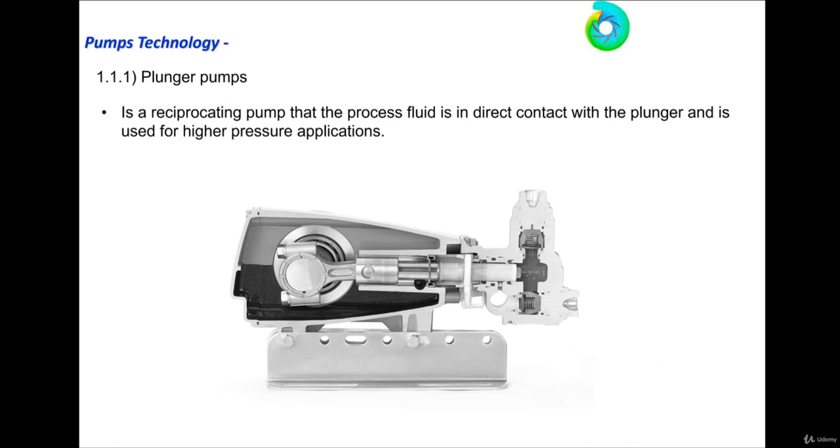The second one is the plunger pump. What is a plunger pump? A plunger pump is a reciprocating pump in which the process fluid is in direct contact with the plunger, and it is used for higher pressure applications. This means that it gives a higher pressure than the reciprocating one, and usually the flow and the pressure are related.